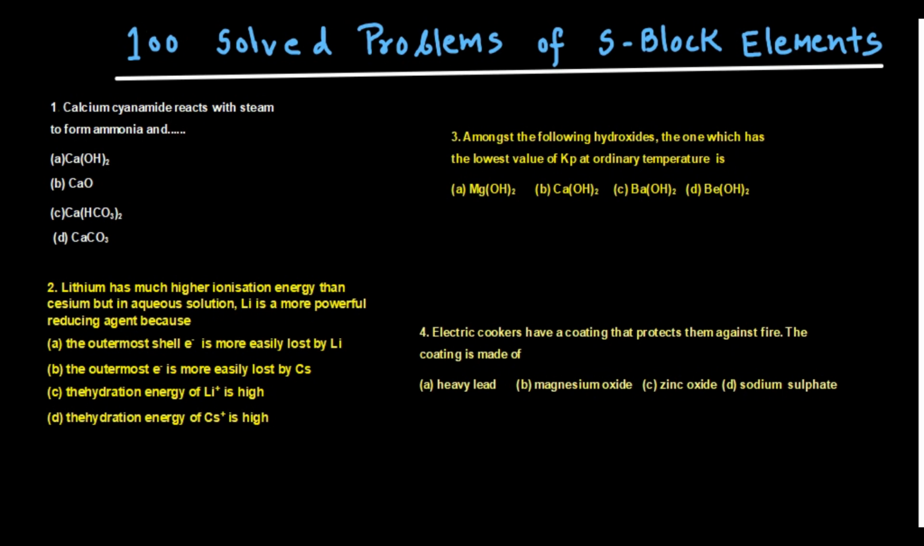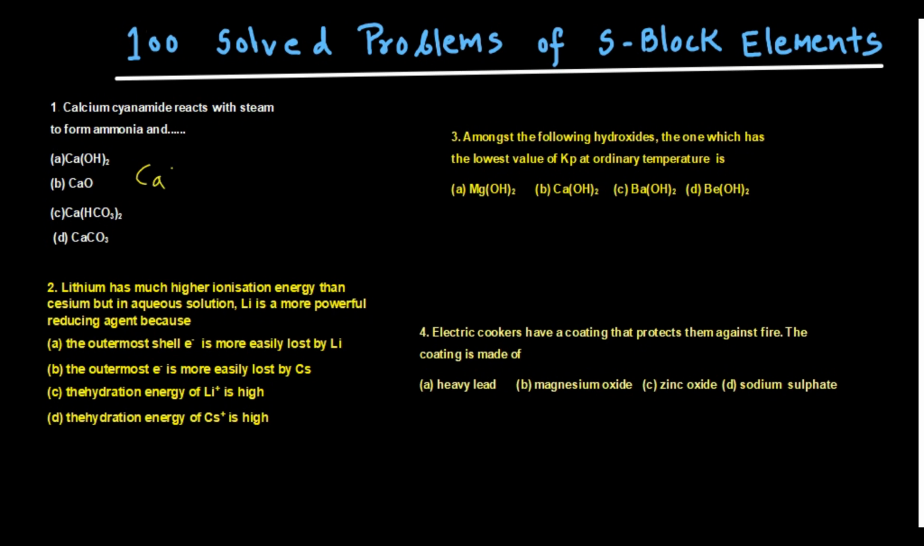My first problem says: calcium cyanamide reacts with steam to form ammonia, and you have been given four options, out of which you have to choose the correct one. If you have studied the S block elements completely, then this problem is very easy for you. However, it's a theoretical kind of problem. If you have learned the formula of calcium cyanamide and the reaction, only then will you be able to solve this kind of question. There is no concept involved in it, but you have to memorize these things.